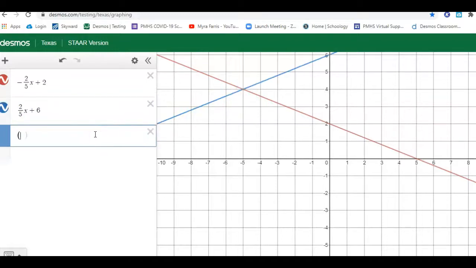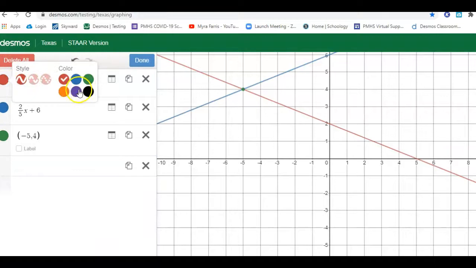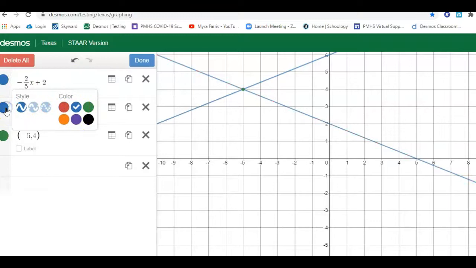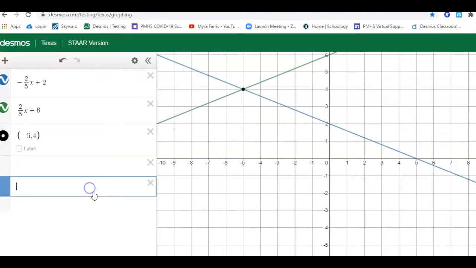And what I'm looking for is my intersection point. And if you type in the point, do you see it makes the dot right there at the intersection point? So you got that on your screen. If you want to change the colors for some reason, if you click on this gear right here, you can change the colors to different colors if you want to have different colors. The gear right here changes the colors.